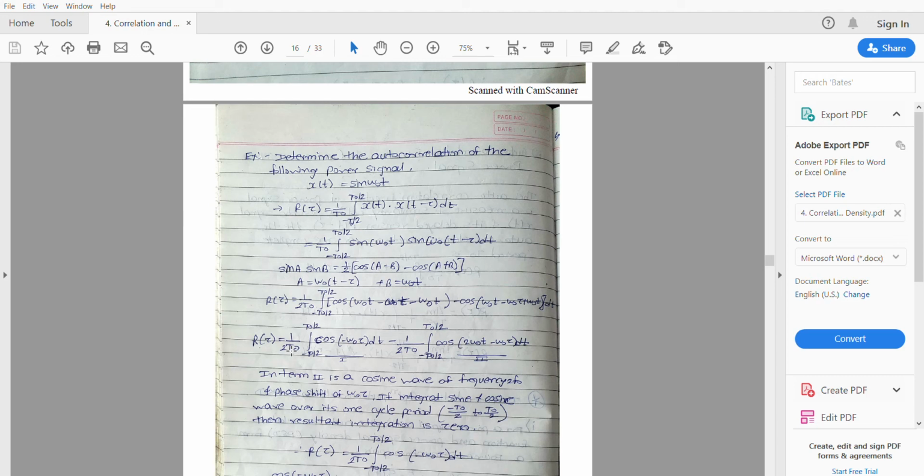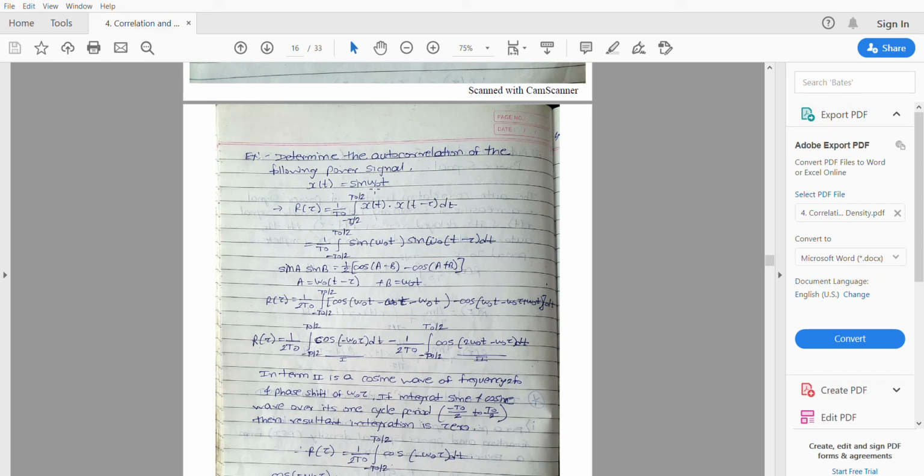Numerical number 1 is: determine the autocorrelation of the following signal. See here, students, we have to find the autocorrelation, meaning we try to find the similarity between the signal and itself with a delayed signal. The original signal is x of t equals sine omega 0 t. We already know sine omega 0 t is a periodic signal, and normally periodic signals are power signals. So here we use the formula of autocorrelation of the power signal: R of tau is equal to 1 upon T0 integral from minus T0 by 2 to plus T0 by 2 of x of t into x of t minus tau dt.